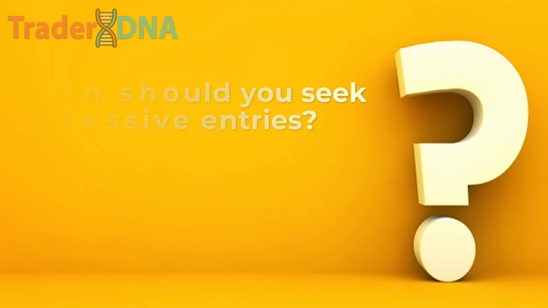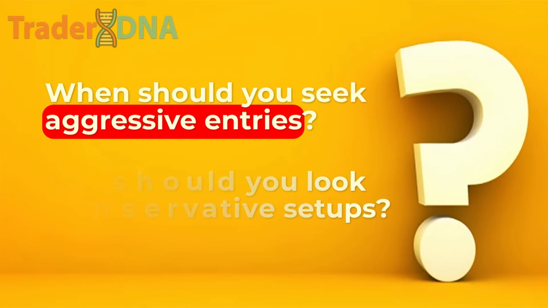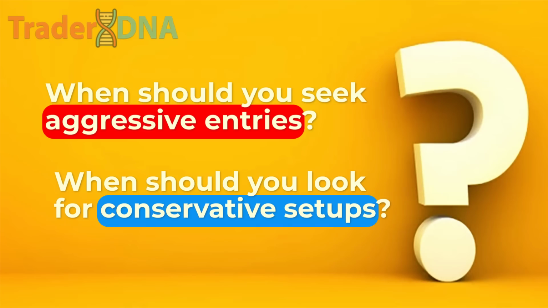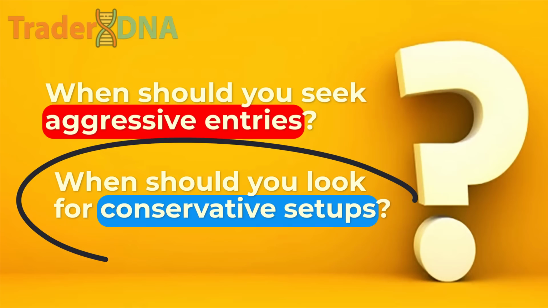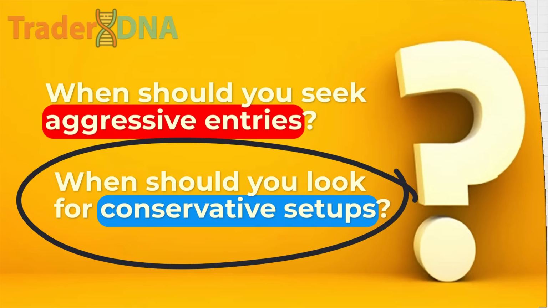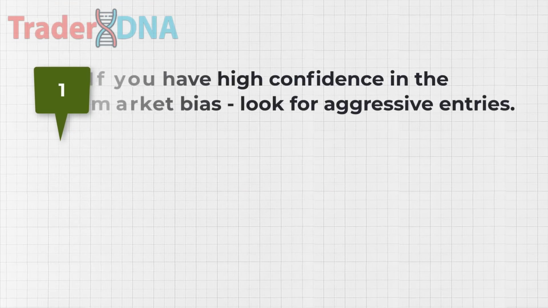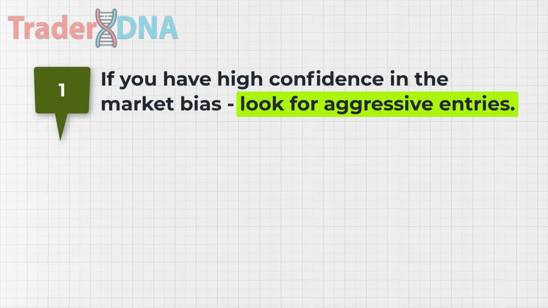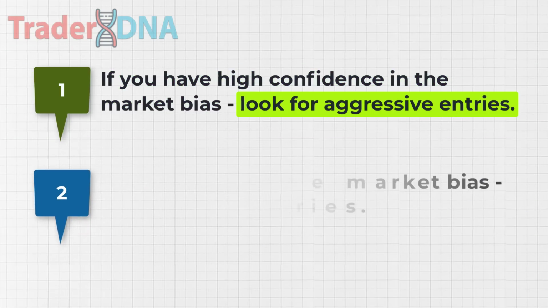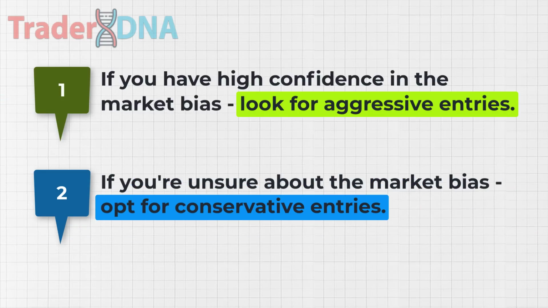Now, when should you seek aggressive entries? And when should you look for conservative setups? Or is it always better to remain conservative? Apply this practical rule. First, if you have high confidence in the market bias, look for aggressive entries. Second, if you're unsure about the market bias, opt for conservative entries.